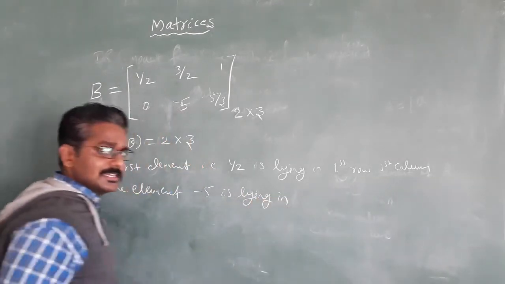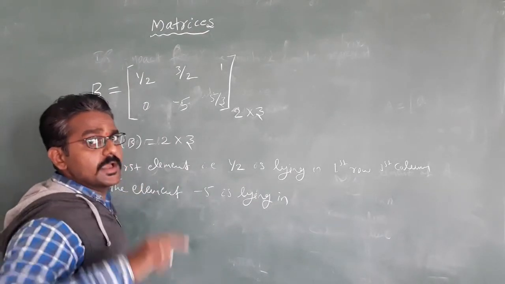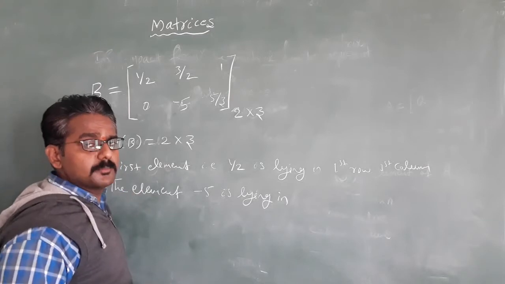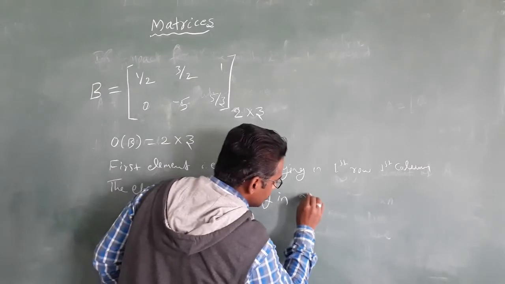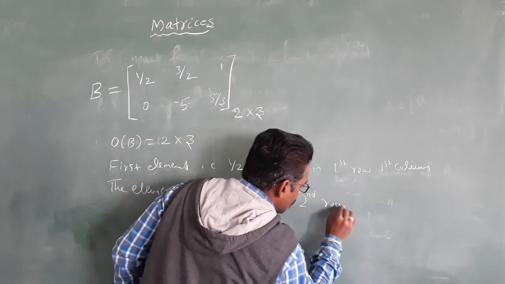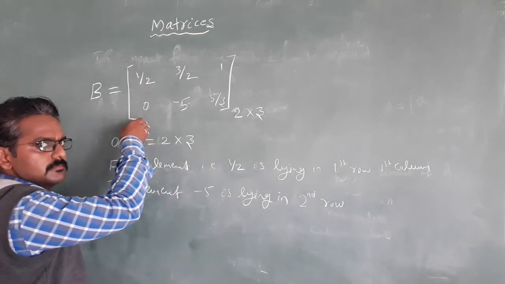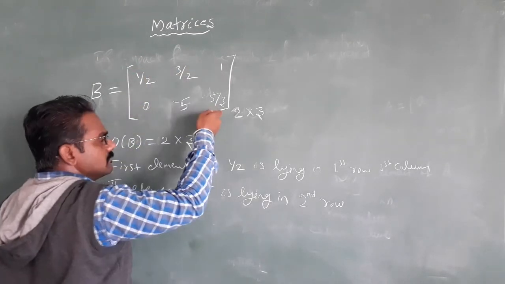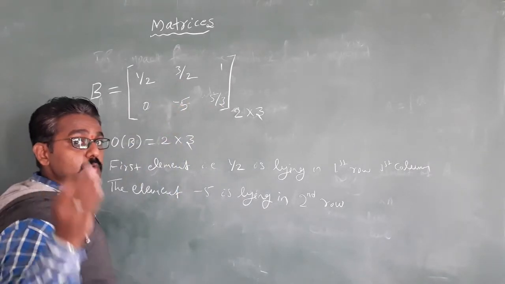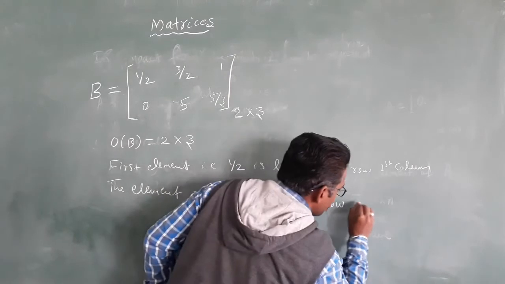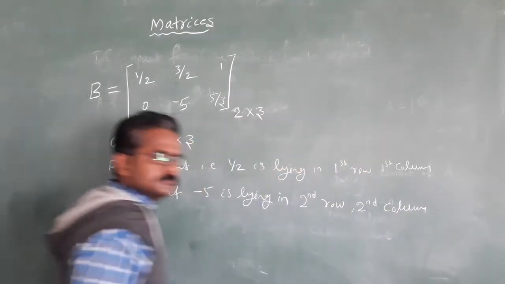see here, I mentioned that you must always start with the row value or row number. See here, this is the second row. Which column is it present in? First column, minus 5 is not there. Third column also not present there. But it lies in the second row, second column. Second row, second column. Got the point?